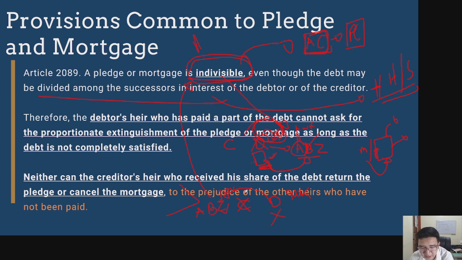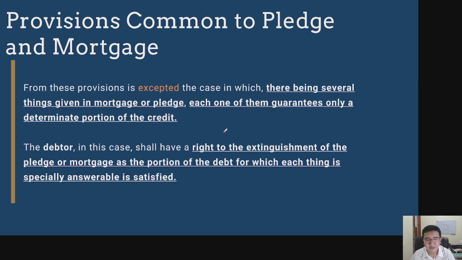You cannot divide the pledge or the mortgage. Why? Because they are secured by only one property. Therefore, if you are going to pay it, you should pay it as a whole. No? Not in parts. Even if you are the only one paying, it's okay, as long as you pay the principal obligation of 900,000, that's fine. That's the principle of indivisibility. From these provisions is excepted the case in which, there being several things given in mortgage or pledge, each of them guarantees only a determinate portion of the credit.